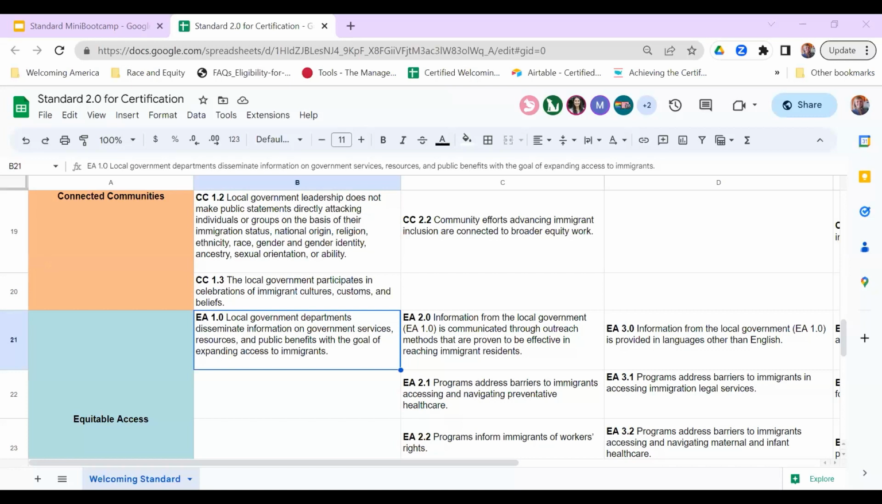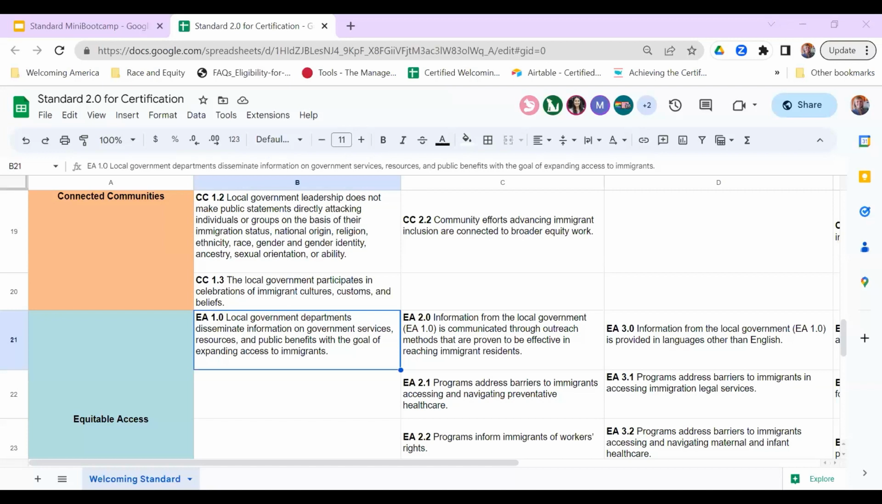So the first one is that local governments disseminate information on government services, resources, and public benefits with the goal of expanding access to immigrants. So here, again, dissemination of information is expected to occur. It might be to trusted partners who then further disperse that information. And there should be some type of internal strategy about how information is disseminated.